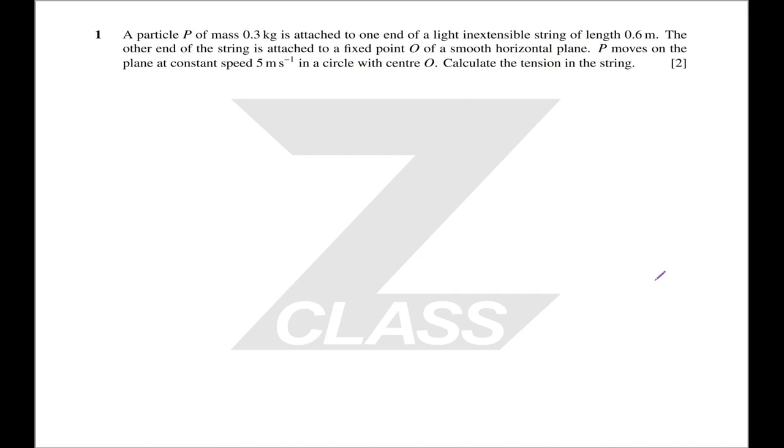First question, we have a particle on a light inextensible string. The other end of the string is attached to a fixed point on a smooth horizontal plane. We move at a constant speed of 5 meters per second. So, this is circular motion. Nice and simple, that's all we're really dealing with. Circular motion, there are various equations that you may learn. They all ultimately turn into one another.